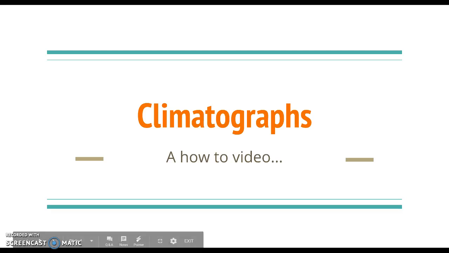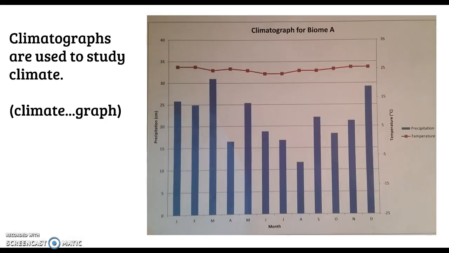Climatographs, a how-to video. Climatographs show the climate of a specific place. You can determine what the weather's like where you live by looking out the window or simply stepping outside. Weather refers to temperature and precipitation on a given day. The average of the typical type of weather gathered over several years is called climate.